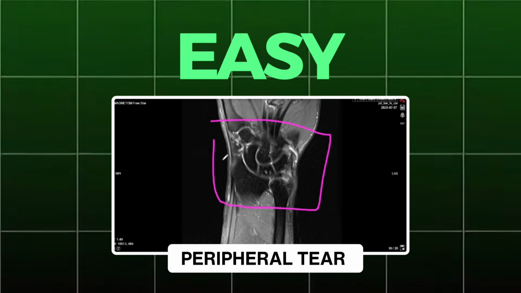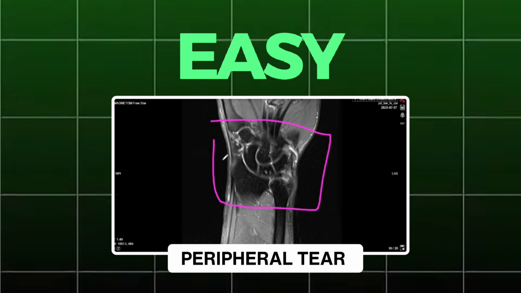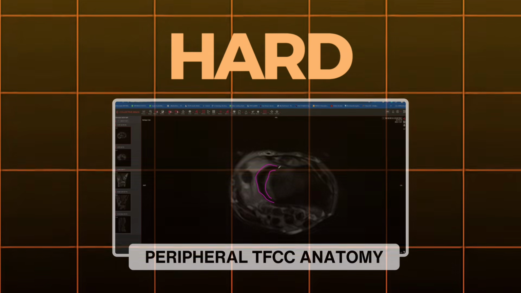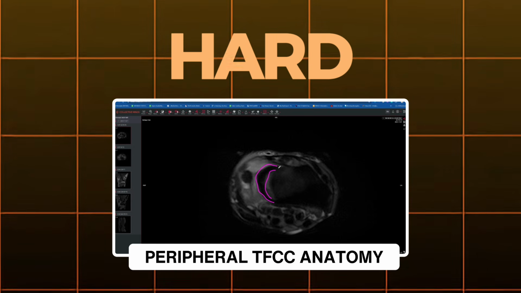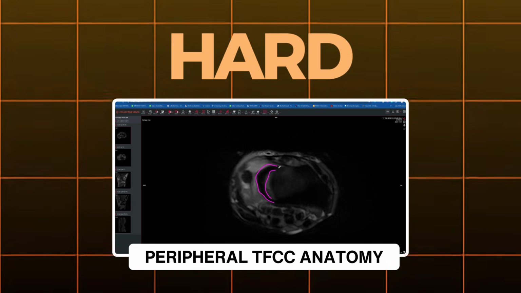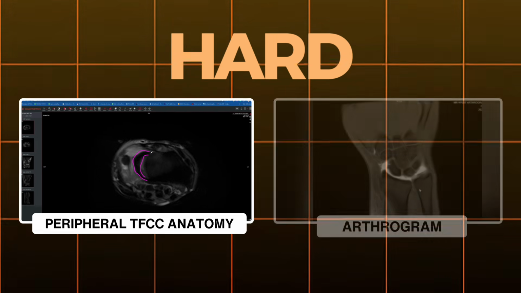By the end, you will have a framework for reading the TFCC that goes beyond the disc. We will start with a complete peripheral tear that any radiologist should be able to report. Then the cases get harder. I'll show you a more deceptive case and explain the anatomy of the peripheral TFCC you need to know to make the right call. Third, a misleading arthrogram.